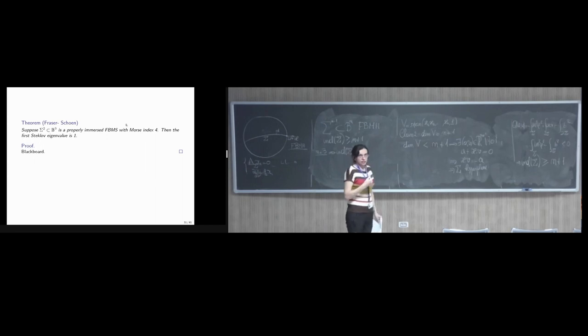Okay, let's move on. Fraser and Schoen provided this. Suppose that you have a free boundary minimal surface in the ball with index 4, then what do they prove? They prove that for sigma, the first Steklov eigenvalue is equal to 1, right? Now in this result, you have a free boundary minimal surface with index 4, and you have the relation with the Steklov problem, right? Now I will prove for you this result. Let me see.